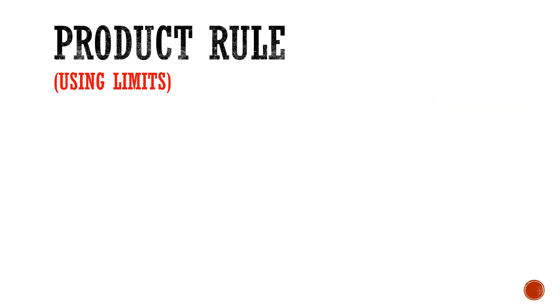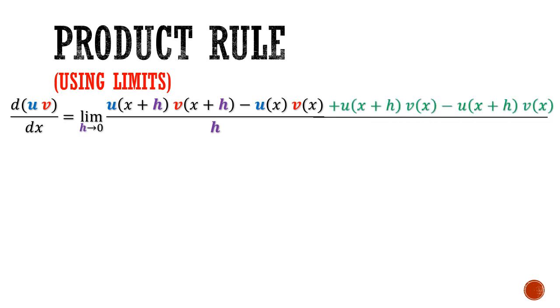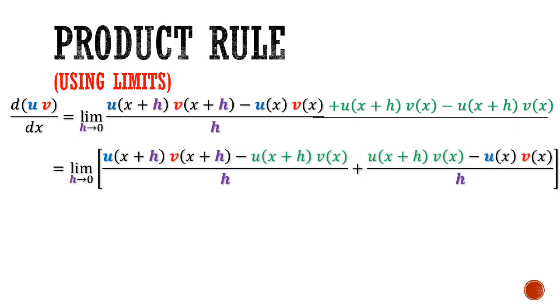So with the geometrical intuition out of the way, let's go through the formal first principle derivation using limits. So the limit definition of the d(uv)/dx is as follows. Now you can observe in the numerator what I have here is the change in uv, and in the denominator I have h, which represents the change in x. So the trick here is I'm going to add and subtract u(x+h) and v(x). So this allows me to split it into two different limits.